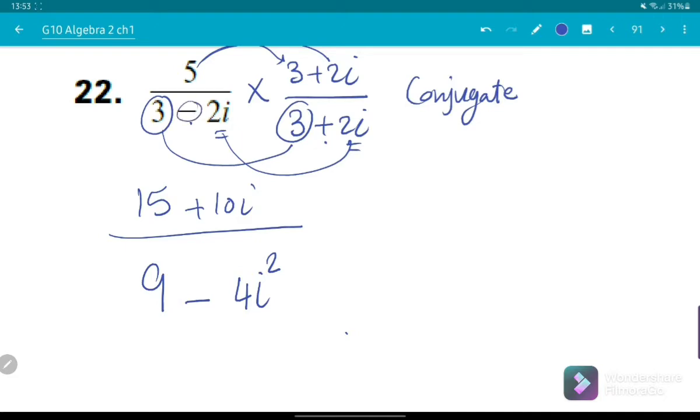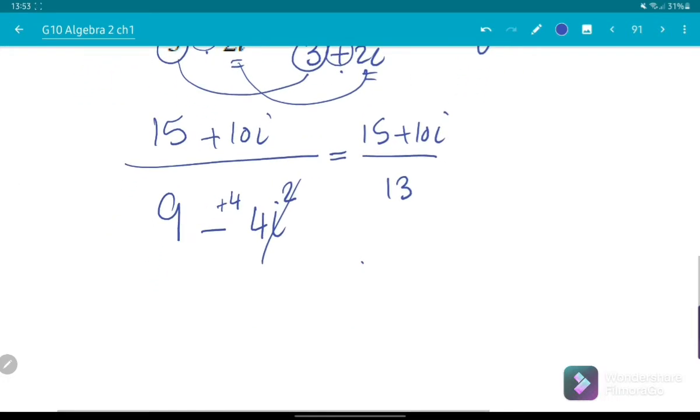This is negative and this is positive. We will write negative between them, because this is the difference between two squares. Now i squared will be negative, so we turn this to be positive 4. Now we have 15 plus 10i over 13. Can we split the numerator? 15 over 13, and this is the real part. 10 over 13i, and this is the imaginary part. And that's it.